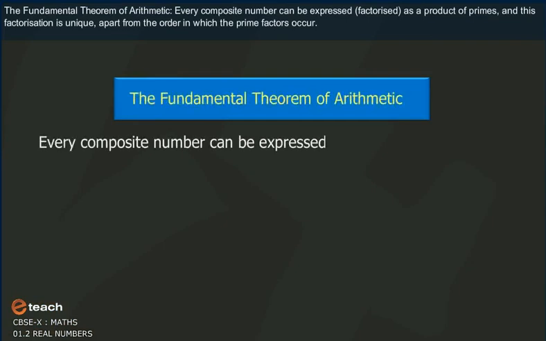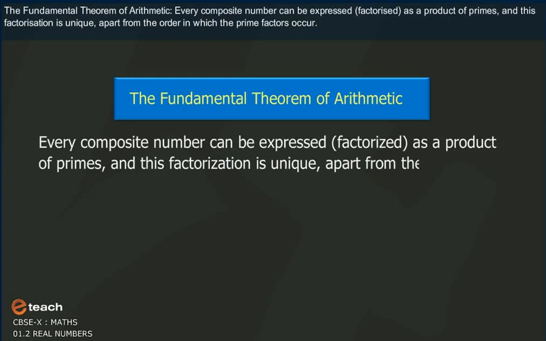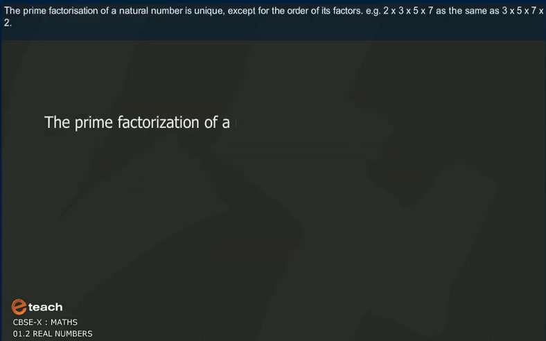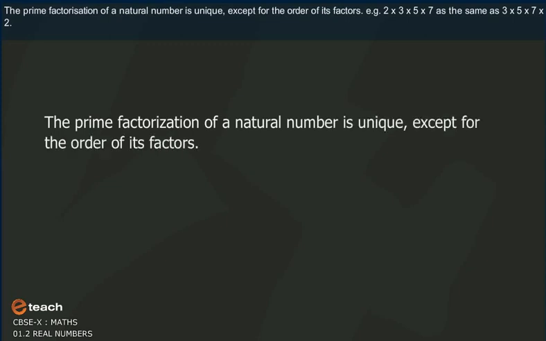Every composite number can be expressed or factorized as a product of primes, and this factorization is unique, apart from the order in which the prime factors occur. For instance, 2 is equal to 2, 4 is equal to 2 into 2, 253 is equal to 11 into 23, and so on. The prime factorization of a natural number is unique, except for the order of its factors, that is, 2 into 3 into 5 into 7 is the same as 3 into 5 into 7 into 2.